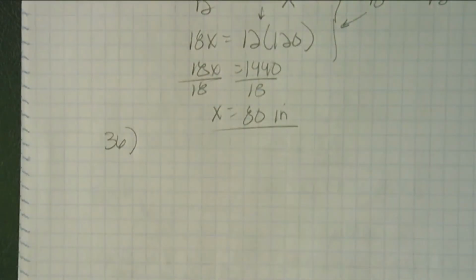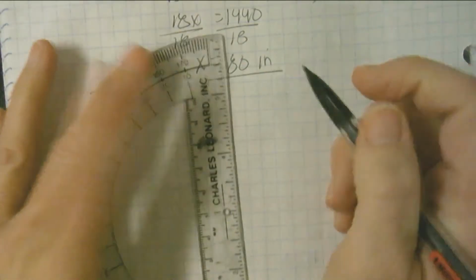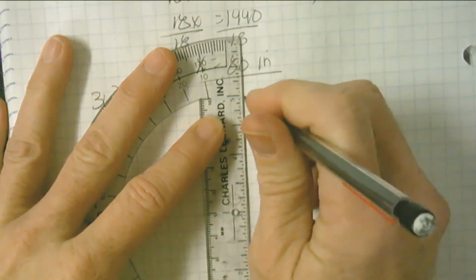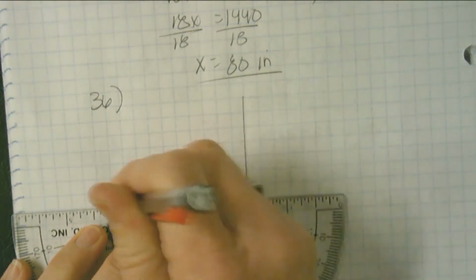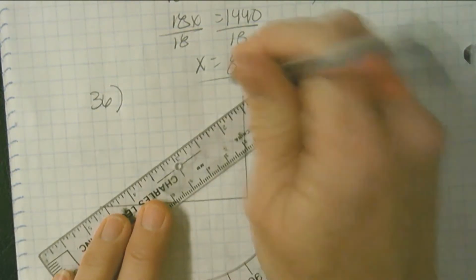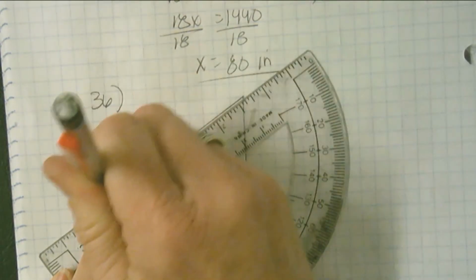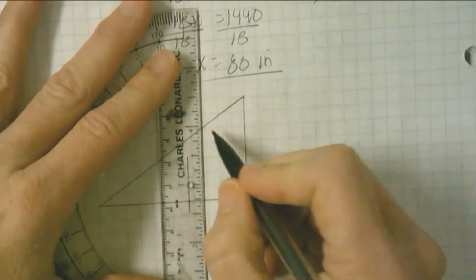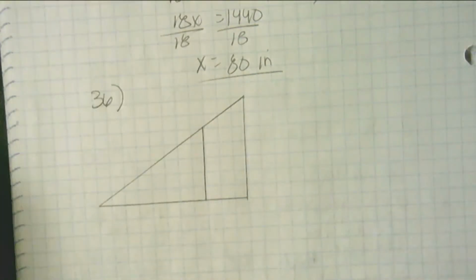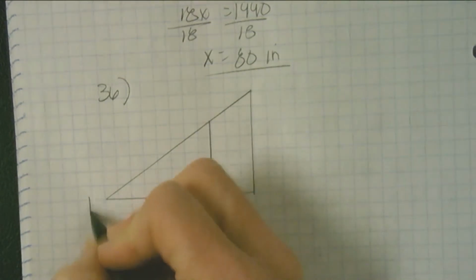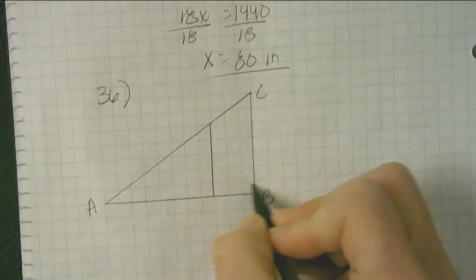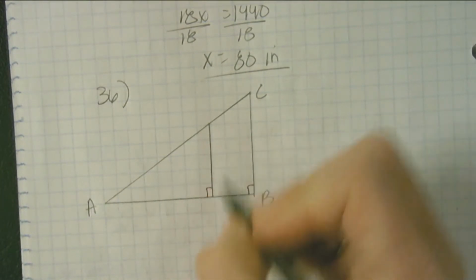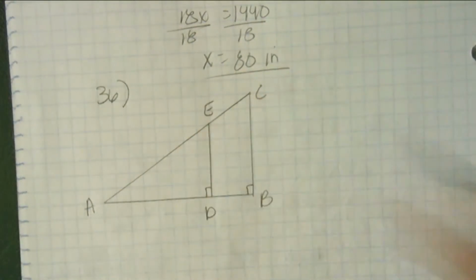So the key to doing number 36 is to picture them as completely separate triangles. And I would highly recommend that you draw them as separate triangles. So I'm going to start with my given. All right, and then that goes there. All right, so here are my triangles. I have A, B, C is my big triangle. These are both right triangles. And then I have this point is D and this is E.